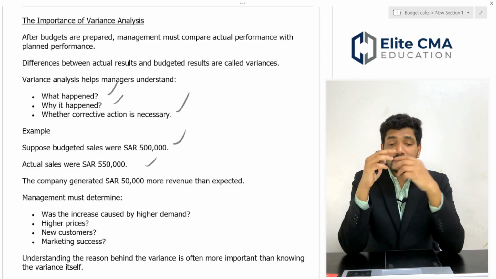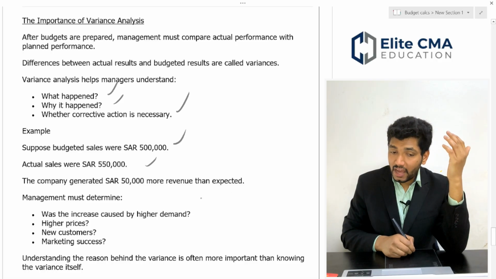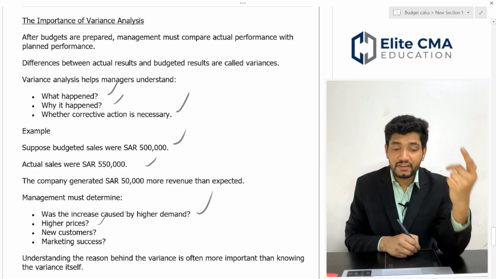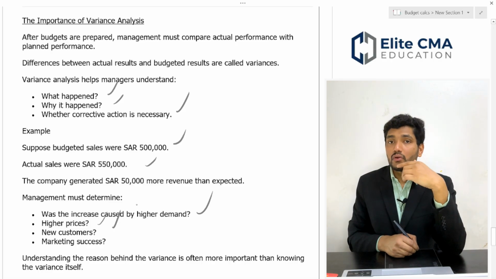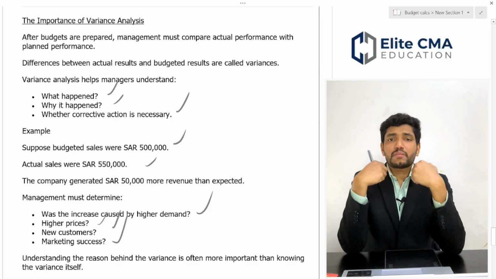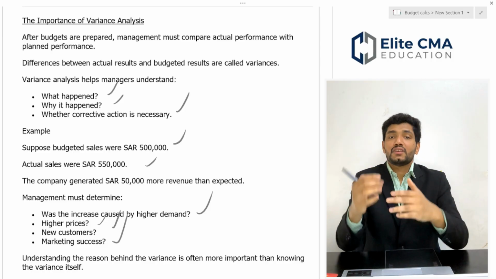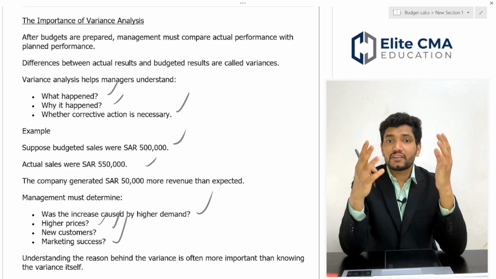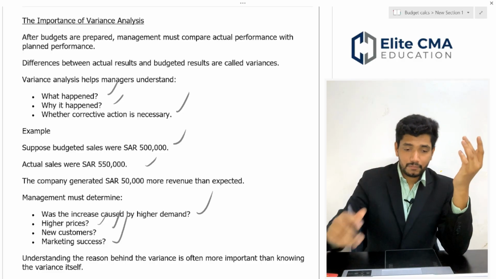So in this case, the management has to determine: was this increase caused by high demand, a higher price, or did we enter into a new market, or are there any new customers, or is it our marketing success? The management has to understand the exact reason for that variance, whether it is favorable or unfavorable, to exploit that situation or exploit that market situation.